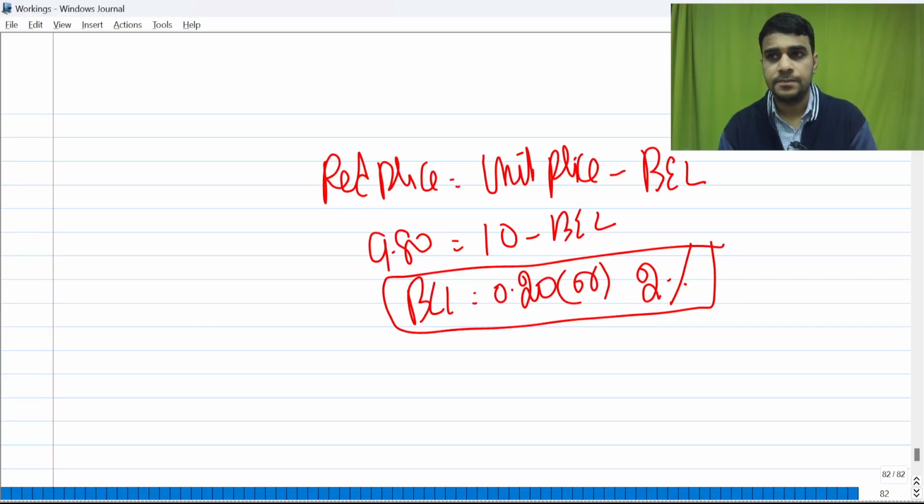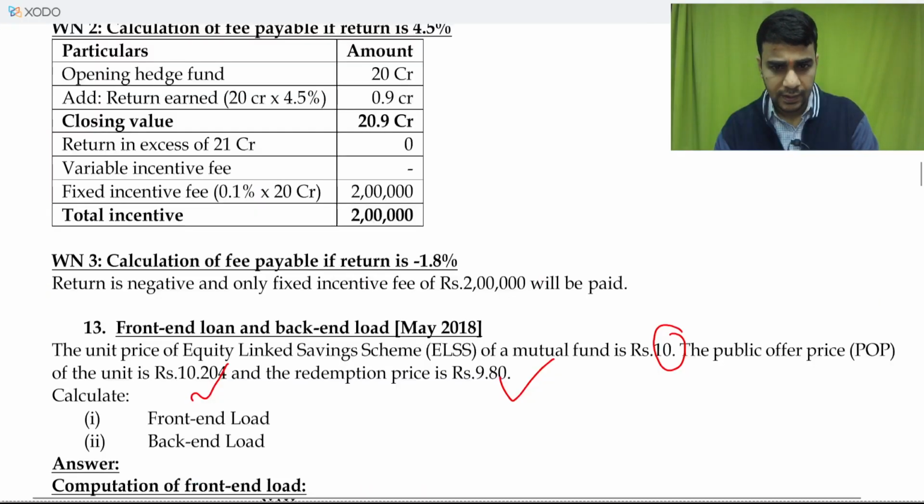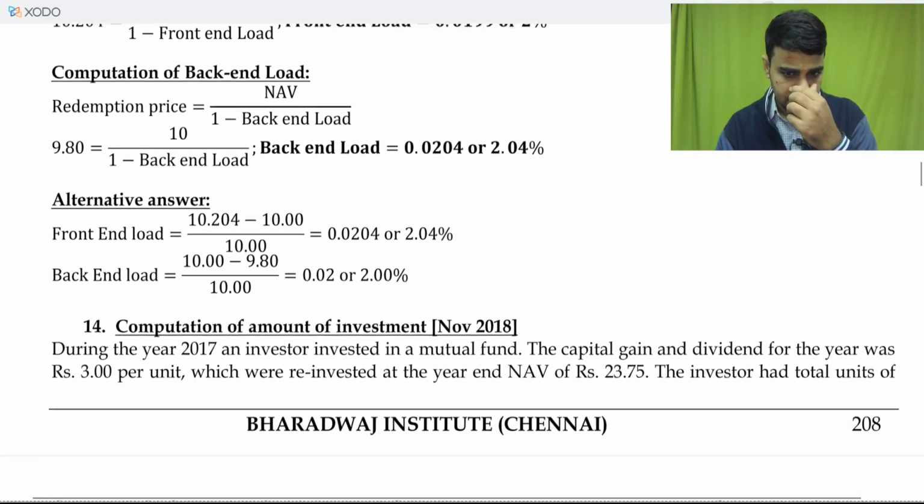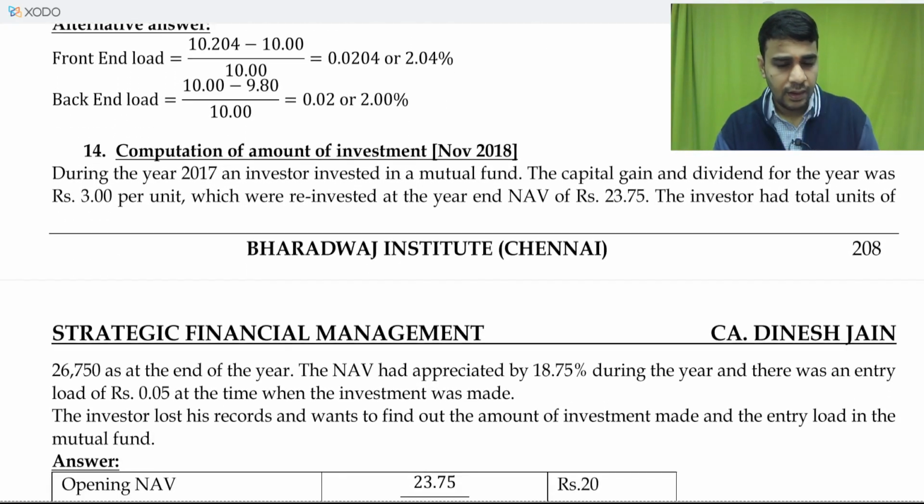Clear? Any doubts on this part? Clear? Can you proceed? 14 is homework.